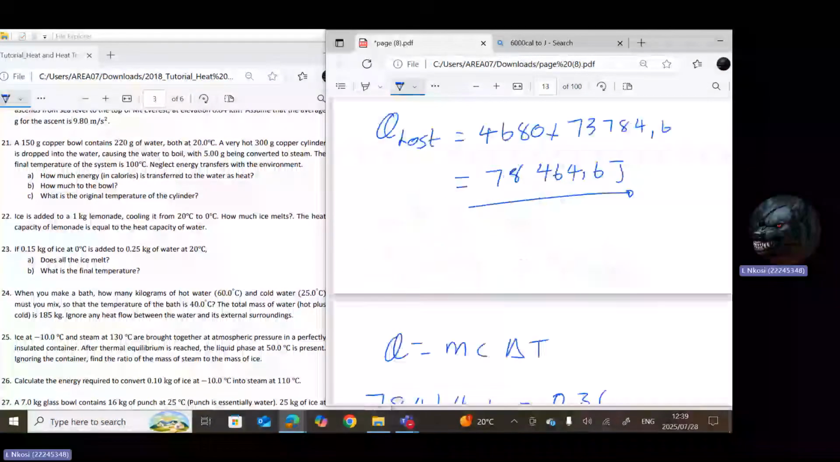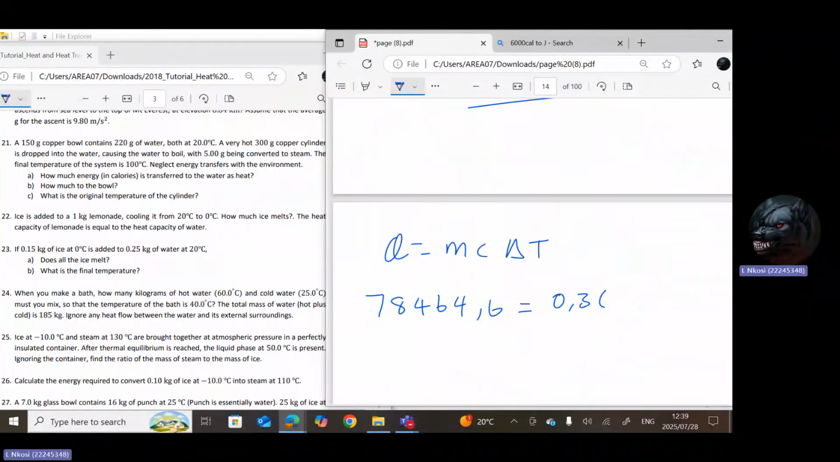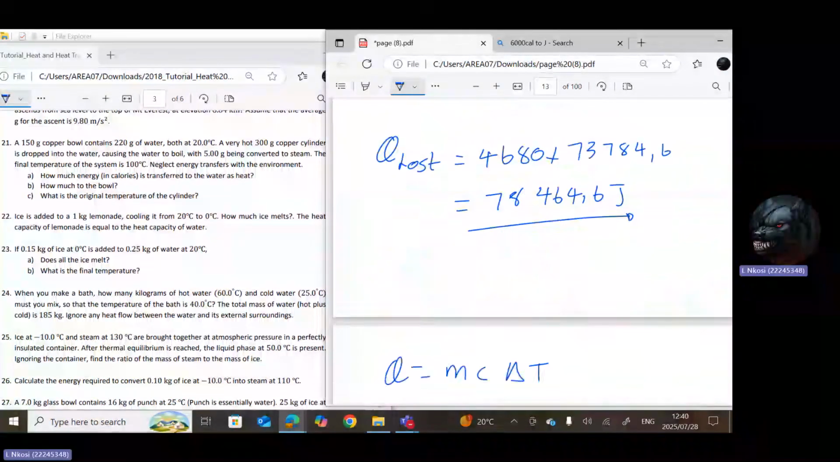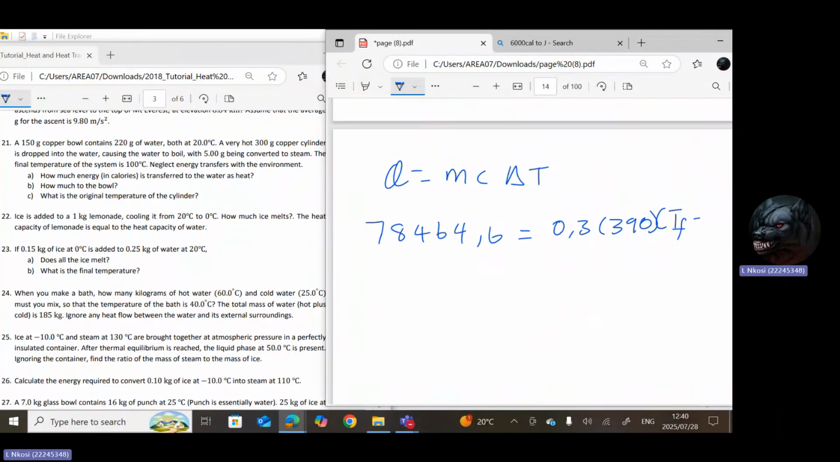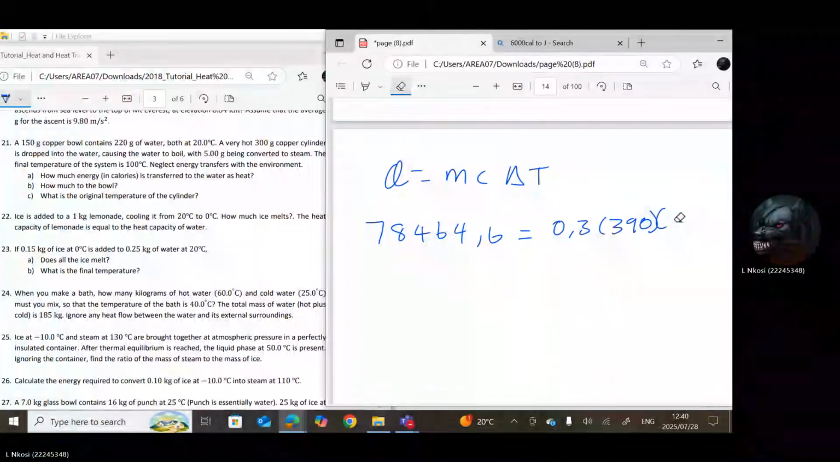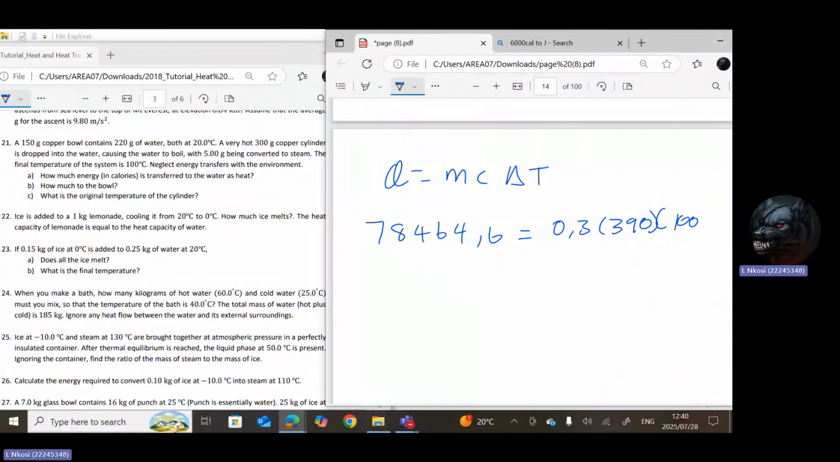C is 390. Then the final temperature is 100 and the initial is what we want. So this is 100 minus initial temperature. You solve for the initial temperature, which would be 78,464.6 over 0.3 times 390.